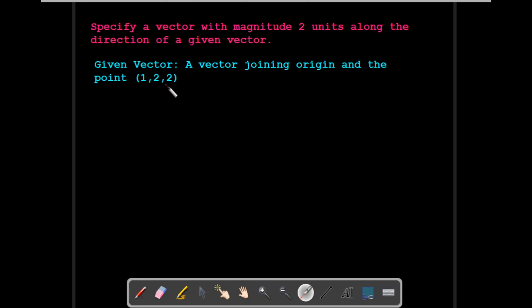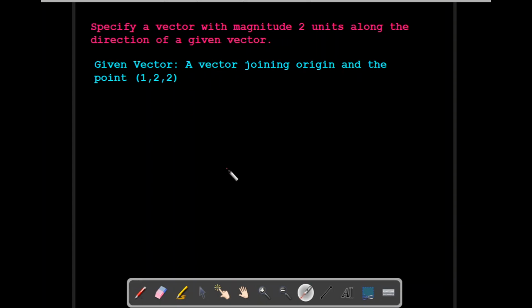So first we need to find this given vector. In the sense, we need to have a vector. Then we can specify a vector with magnitude 2. So let us first find a vector joining the origin and the point 1, 2, 2. This point can be anything. Just for explanatory purposes, I have taken the point 1, 2, 2, and my explanation will be in the Cartesian coordinate system, that is the XYZ coordinate system.